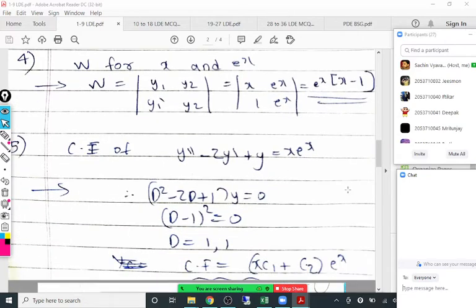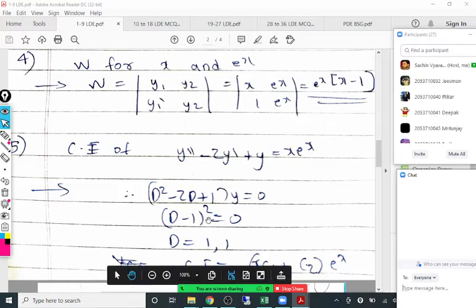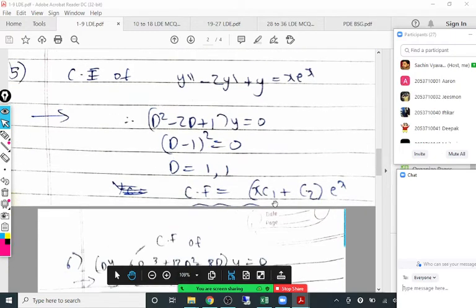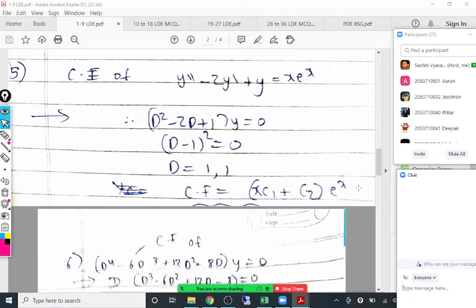Question 5. y double dash minus 2y dash plus y is equal to x e raised to x, and we want CF only, so there is no worry about the RHS now, we just have to think only about the LHS, and we want CF for this. So D square minus 2D plus 1, so 1 is a repeated root, so (c1 x plus c2) e raised to x. That's the correct answer again. Yes, any doubt? Anyone have a doubt in the first 5?